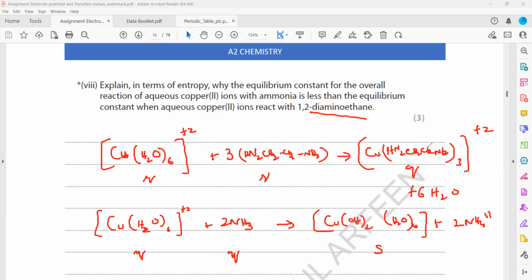So 2 reasons are there. One is the increase in the number of particles. When you check the number of particles, the increase is more for 1,2-diaminoethane compared to that of ammonia. So the total entropy of the system increases as the number of particles increases. But here, with ammonia, there's no change. The second thing you can see is that it is forming an aqueous product, whereas when ammonia is reacting first, it is forming a solid. So entropy decreases rather than increases.